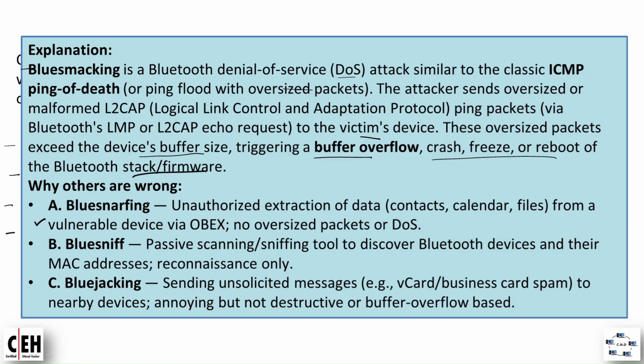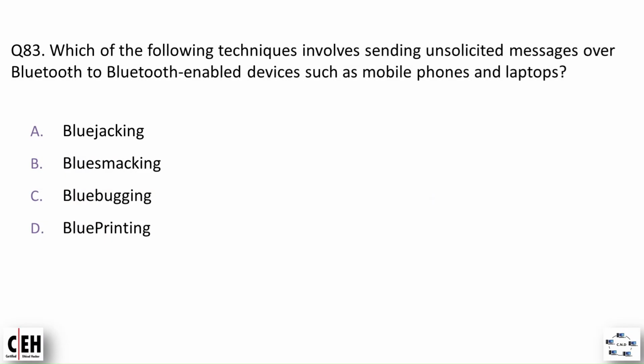So why the other options are wrong? Option A, bluesnarfing is unauthorized extraction of data, contacts, calendar, files from a vulnerable device via OBEX, no oversized packets or DOS. Option B, bluesniff is a passive scanning sniffing tool to discover Bluetooth devices and their MAC addresses, reconnaissance only. And option C, bluejacking is sending unsolicited messages, for example vCard, business card, spam to nearby devices, annoying but not destructive or buffer overflow based.